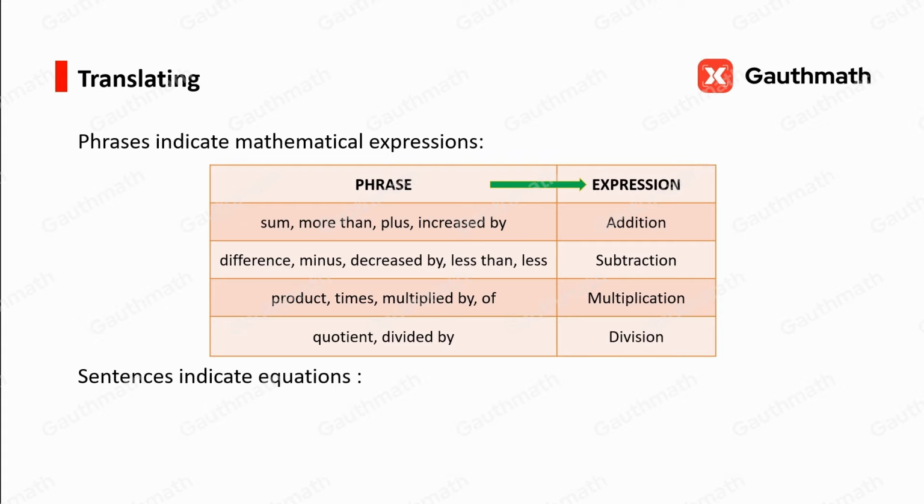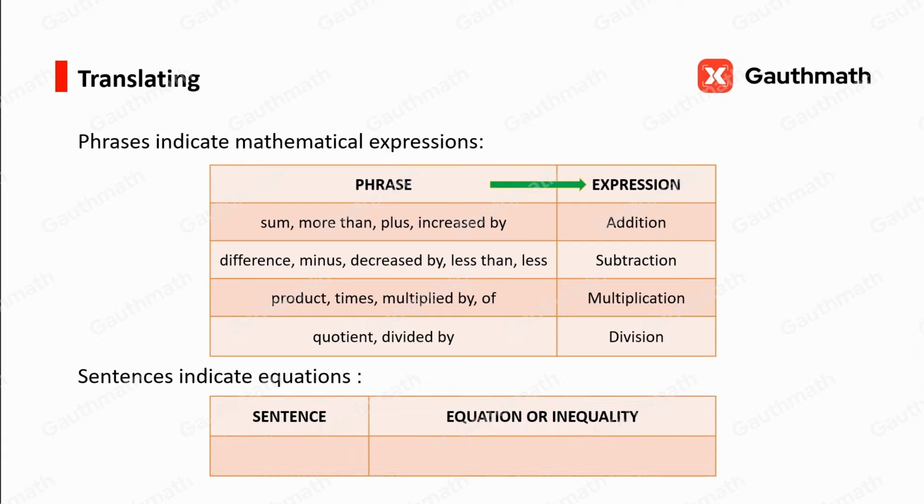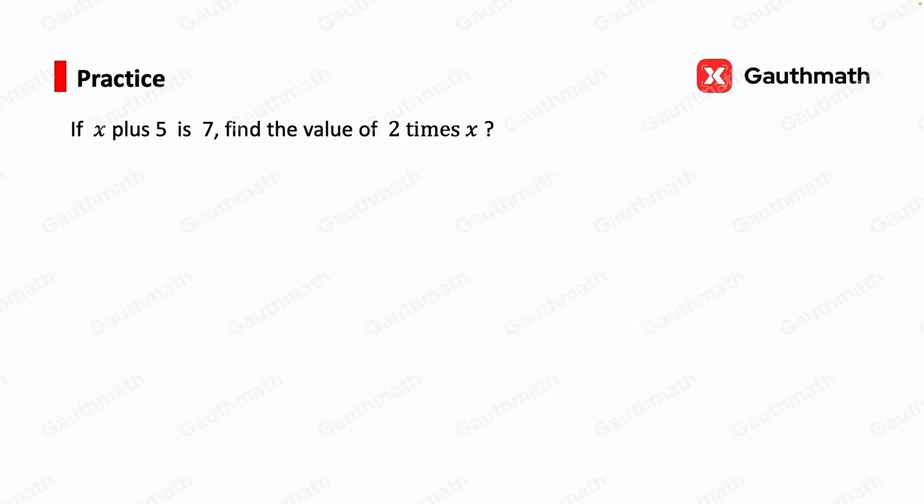And in the meantime, sentences indicate equations at this stage. So when we see the verb "is" in a sentence, that's an equal sign. That indicates an equation. So now let's look at a practice question.